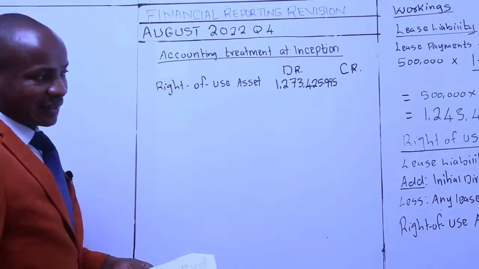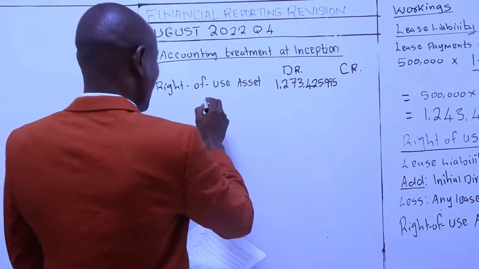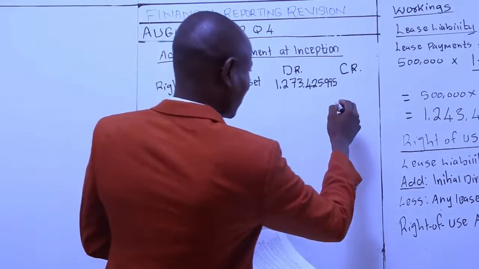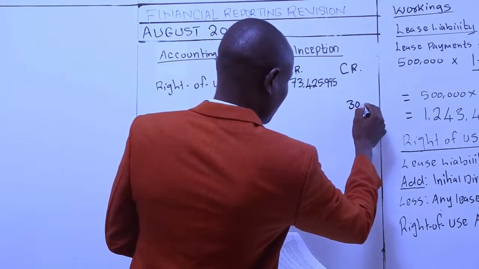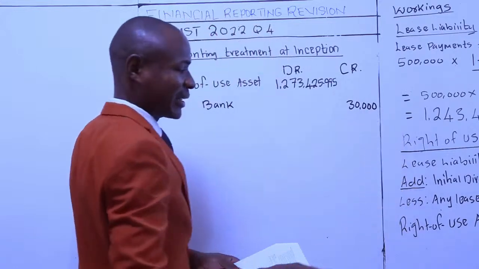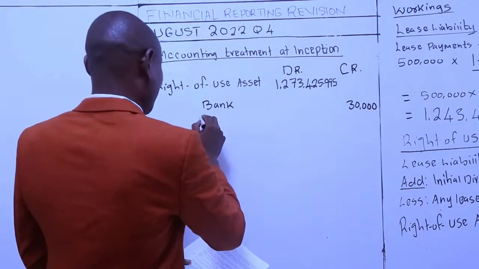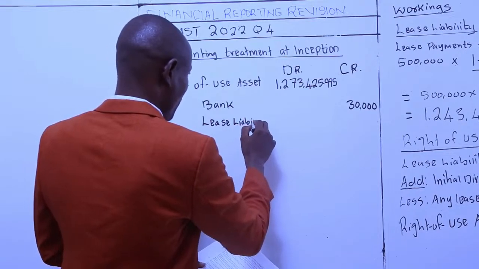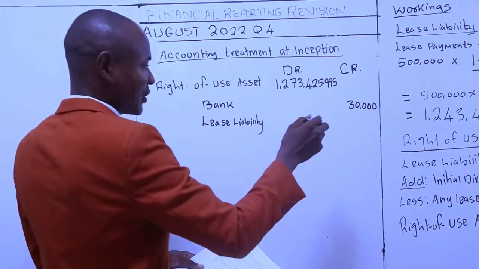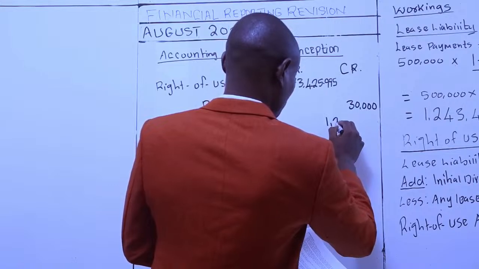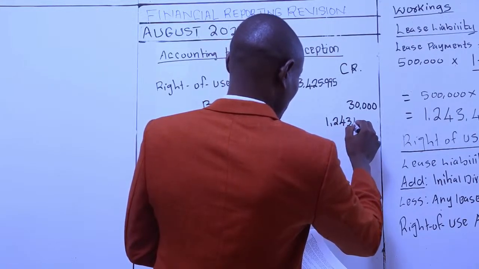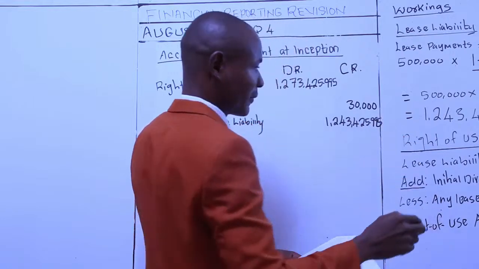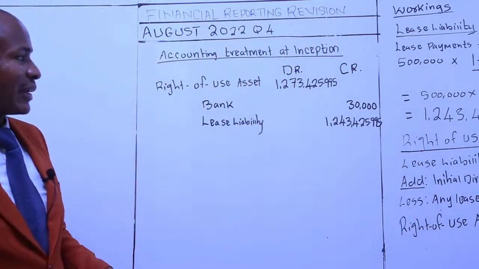Then what are we crediting? We are crediting one, bank. There's amount that was paid in bank. The initial direct cost of 30,000 will be credited. Then you also credit the lease liability. The lease liability amounted to 1,243,425.995. So that is also to be credited there.